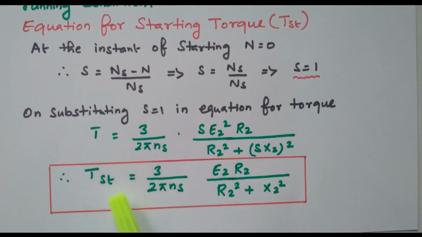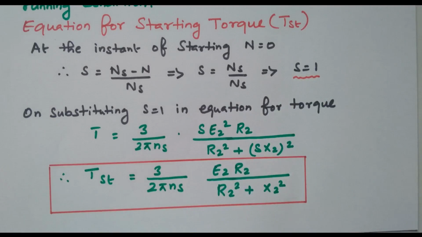So while substituting, what will happen? This torque becomes starting torque. 3 divided by 2 pi ns, this S is 1, right? E2 into R2 divided by R2 square plus here S will be there, that also 1. So X2 square. So this is the expression for starting torque. This S is now replaced by the 1.